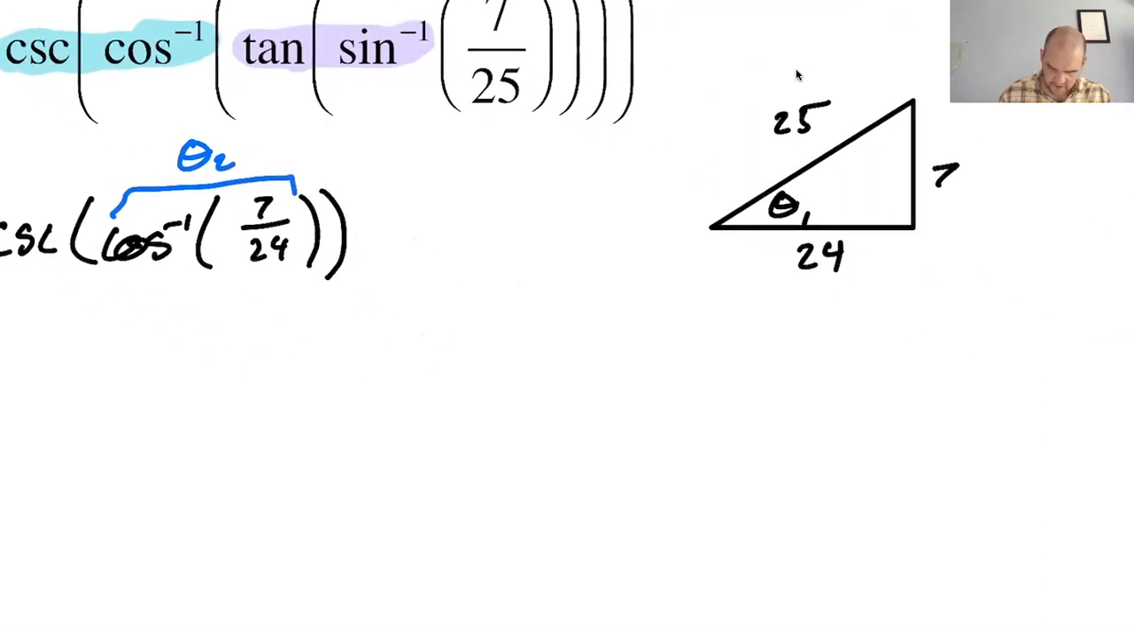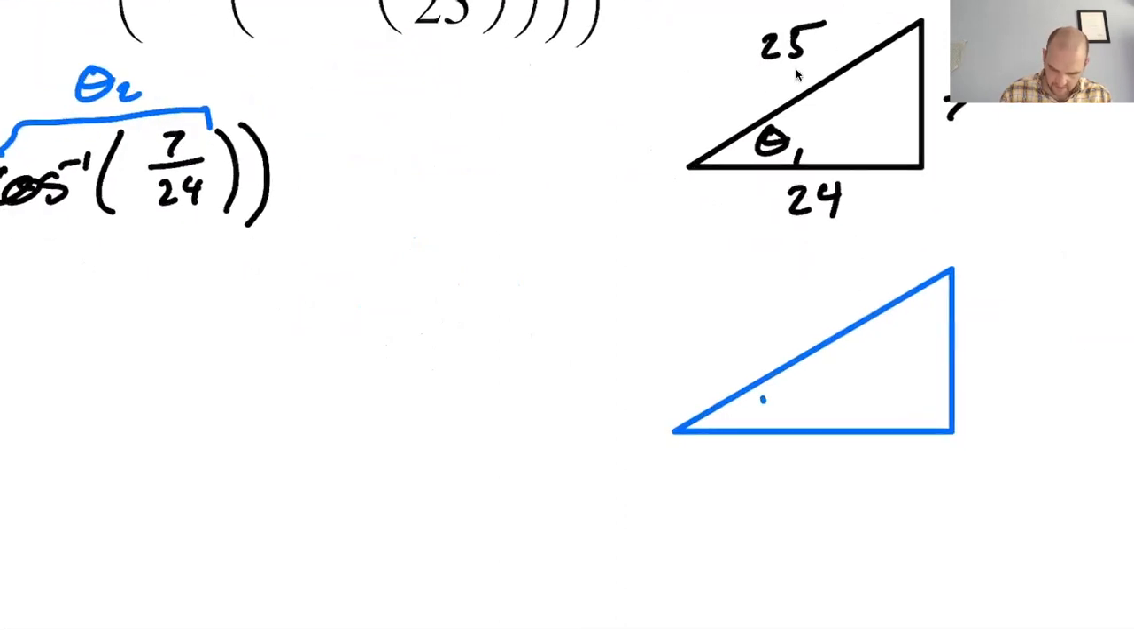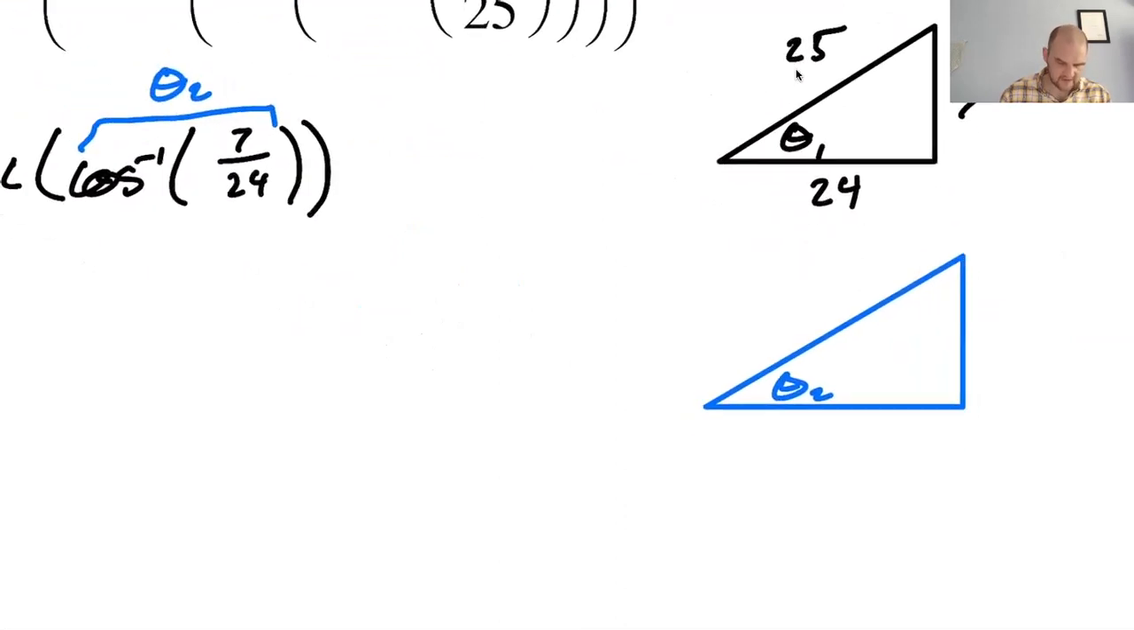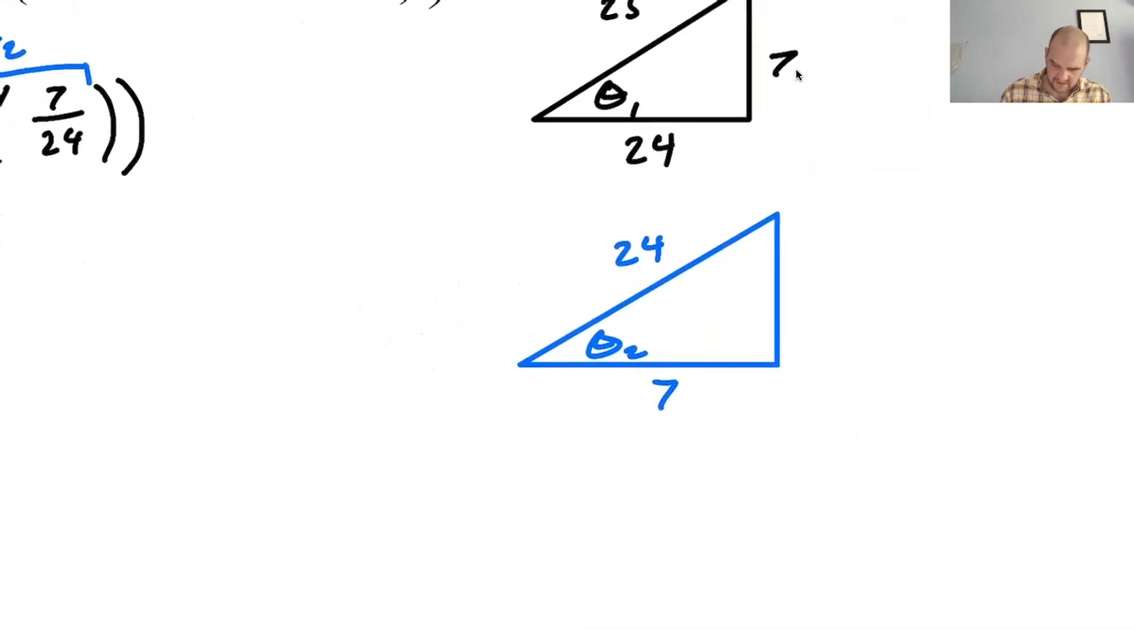And so I'm going to draw a new triangle, and it has an angle, theta sub 2. And the cosine of theta sub 2 is 7 over 24. So the hypotenuse is 24, this is 7, and then here I need the square root of 24 squared minus 7 squared.